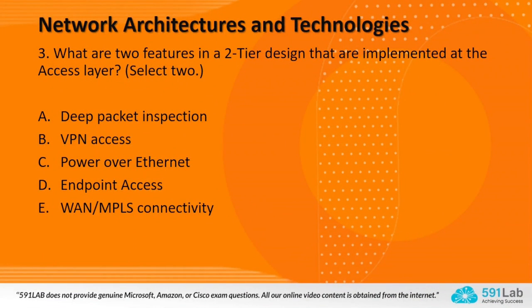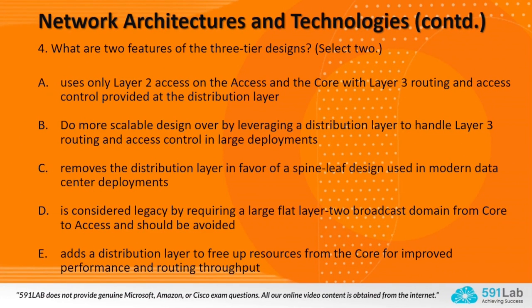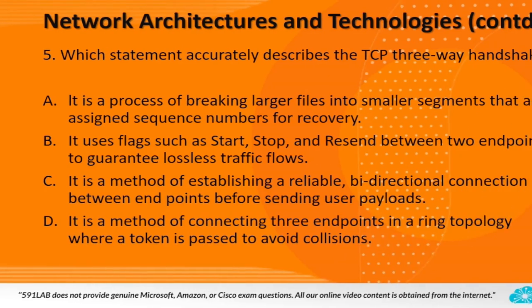Let's go to the next question. Question number 3. What are two features in a two-tier design that are implemented at the access layer? So we have to select two answers. Next question. Question number 4. What are two features of three-tier designs?